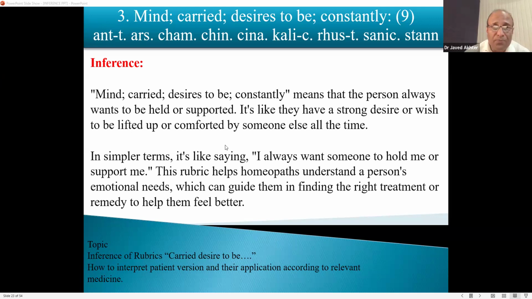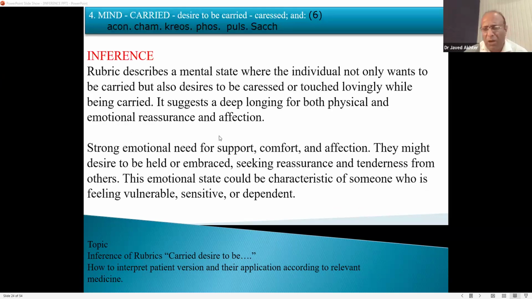Okay, so another is a rubric. Now I'm going to explain. It takes a lot of time, but I'm going to explain the important rubrics in detail after every medicine. Mind, carried, desire to be carried and caressed. What is the meaning of this?